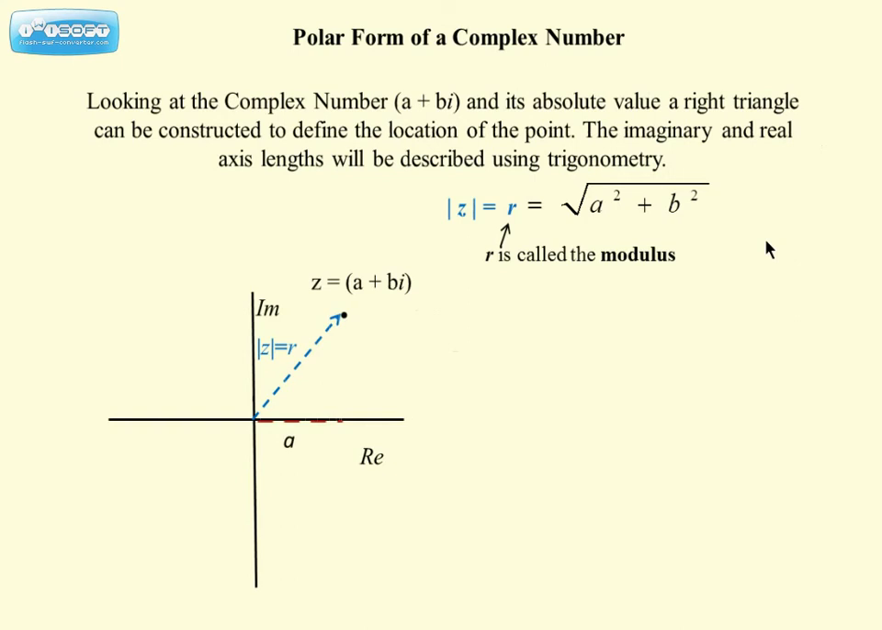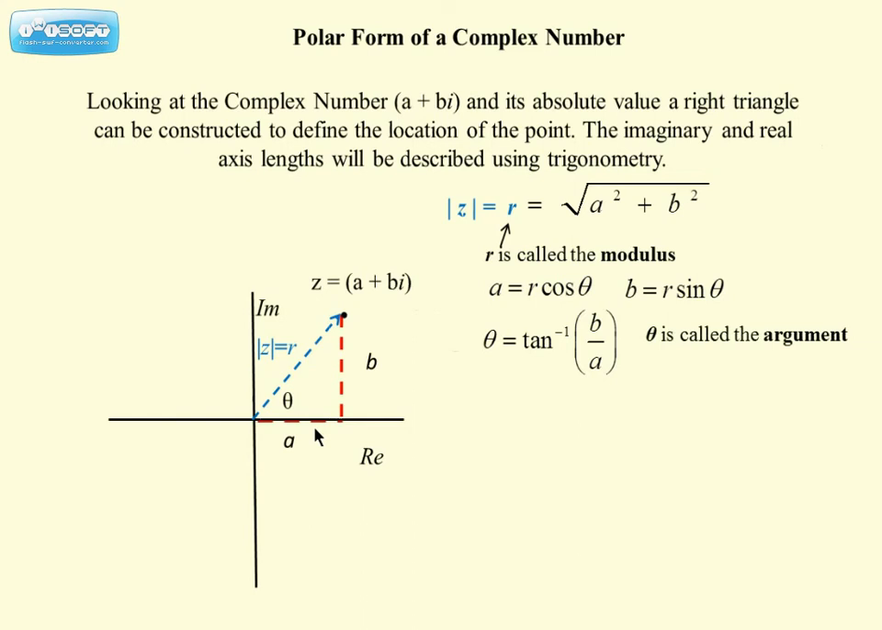To find the length of a, we could have r cos theta. B would be r sine theta. We would need to know the angle theta, and that can be found from the inverse tangent of b over a. Theta is called the argument when we're in polar form.